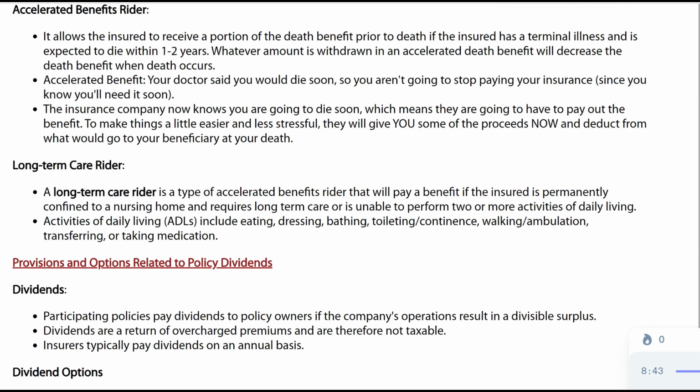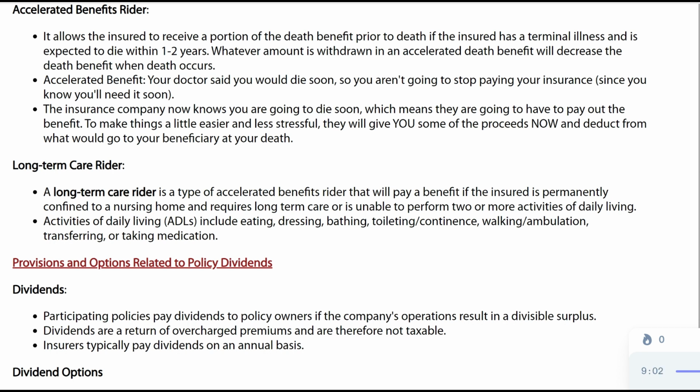Accelerated benefit. Your doctor said you would die soon, so you aren't going to stop paying your insurance, since you know you'll need it soon. The insurance company now knows you're going to die soon, which means they are going to have to pay out the benefit. To make things a little easier and less stressful, they will give you some of the proceeds now and deduct from what would go to your beneficiary at your death.